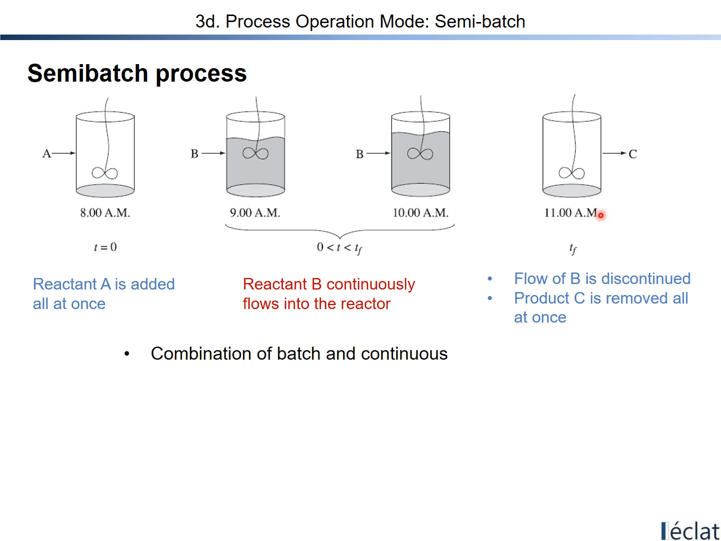And then at the end of the reaction, we'll get all of the things after this continuing flow of B. So from the viewpoint of reactant B, this is a kind of continuous reactor or process. However, from the viewpoint of A and C, this is the batch reactor. So it is called semi-batch process. Again, we have three modes introduced in the latter part of this subchapter. The first one is batch mode, second one is continuous mode, and the third one is semi-batch mode.